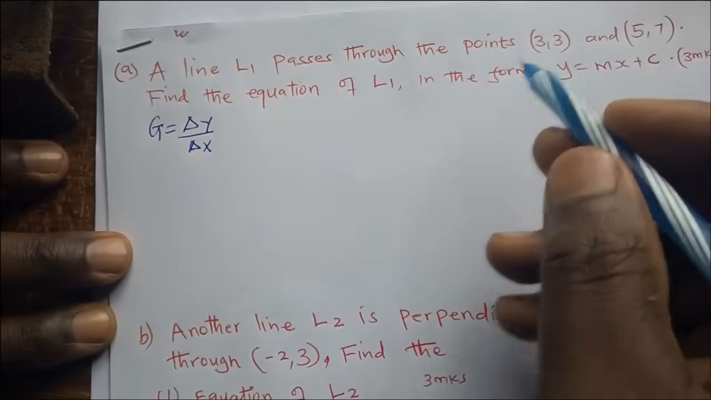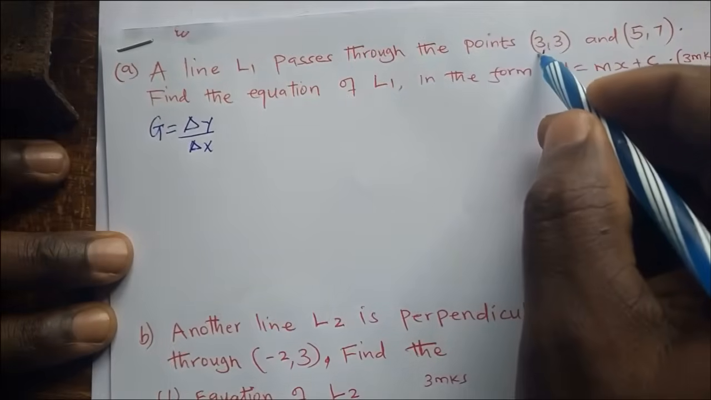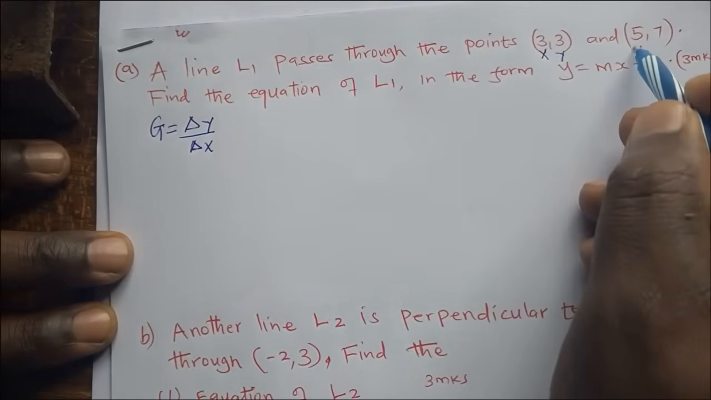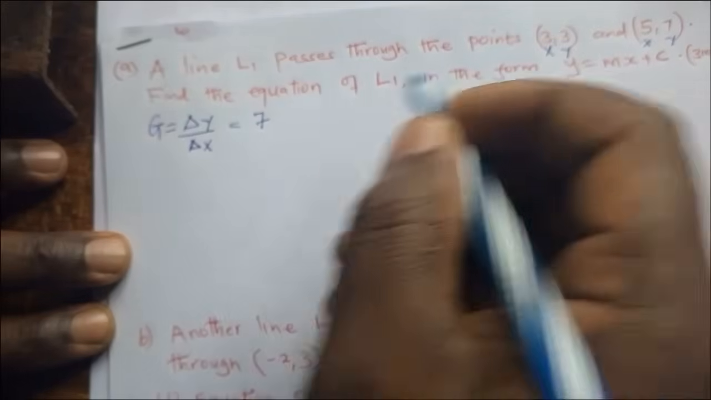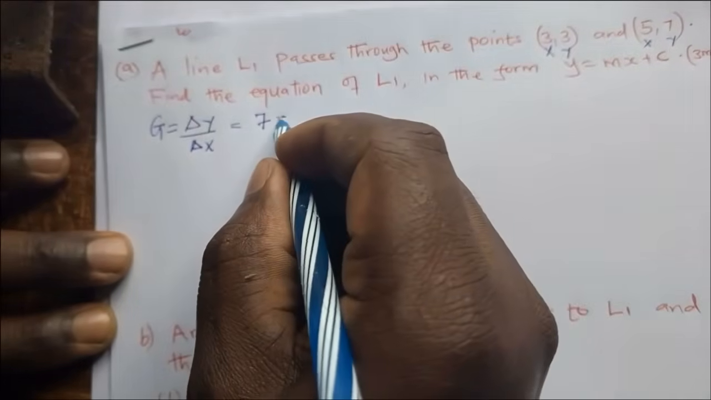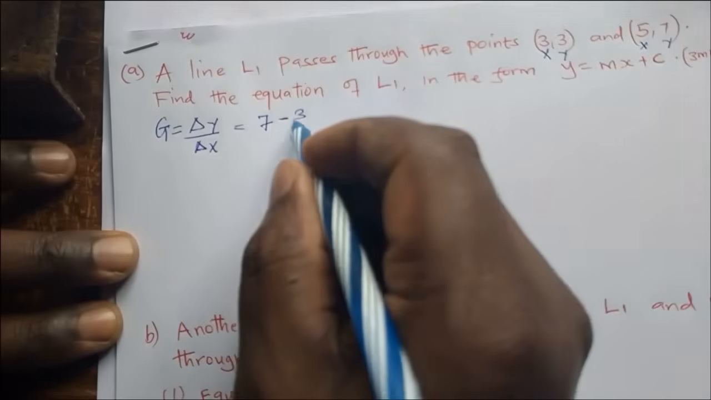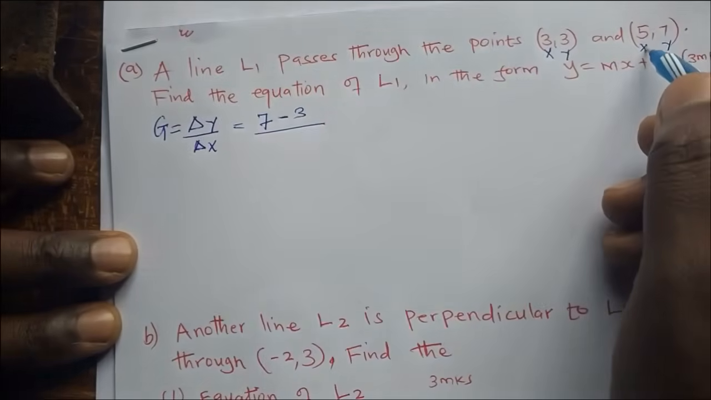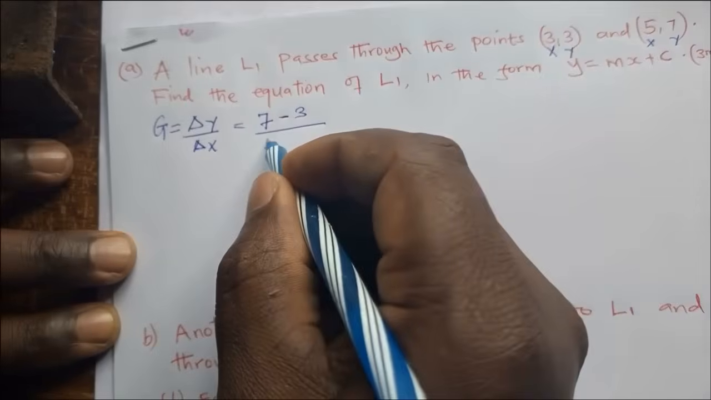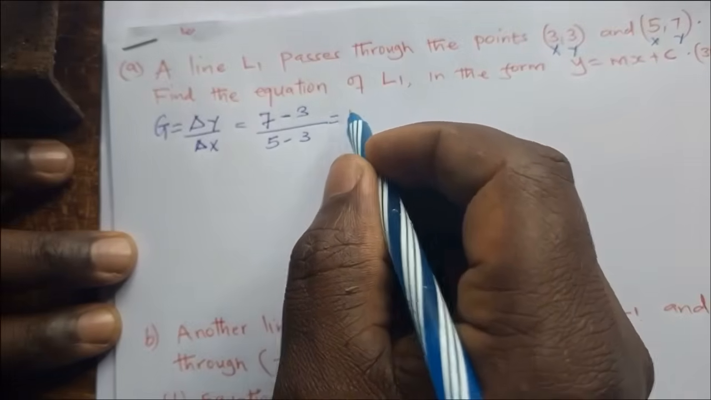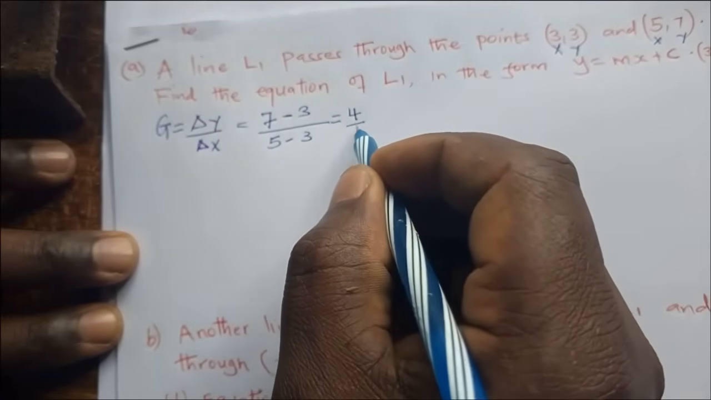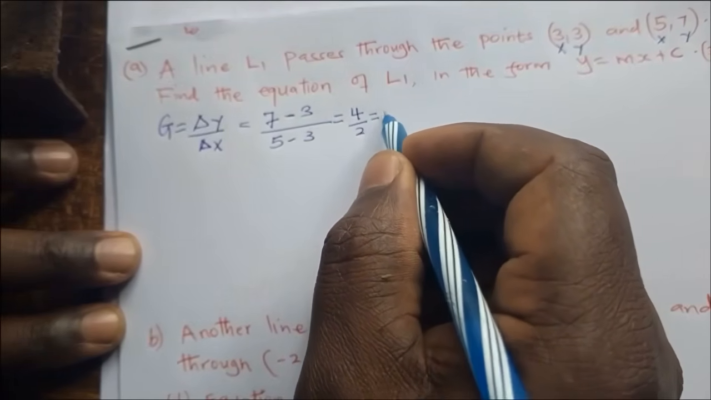So we take the points. We have, this is x, this is y, this is x, this is y. So we take the first y, which is 7. Change means you subtract 3. You divide by the change in x. So we start with 5 minus 3. So this gives us 4 over 2. 4 over 2 is the same as 2.